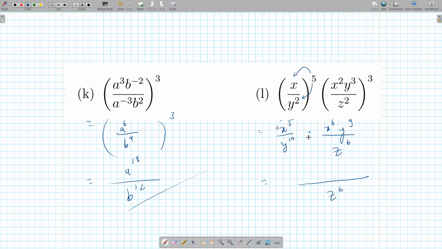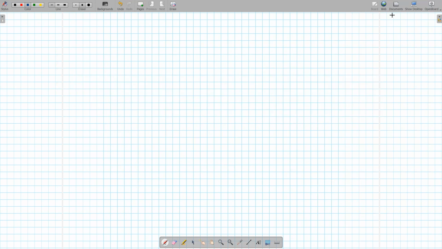We have x5 here times x6. How many x's? 11. Yeah. y9 on top, y10 on bottom. What do we do? Subtract. Yeah. So how many y's on the bottom? 1. 1, and you're done. Okay.